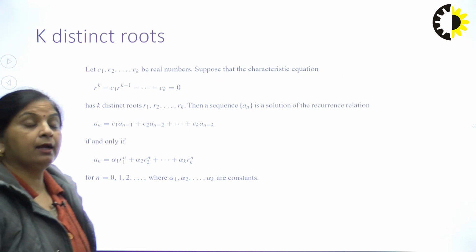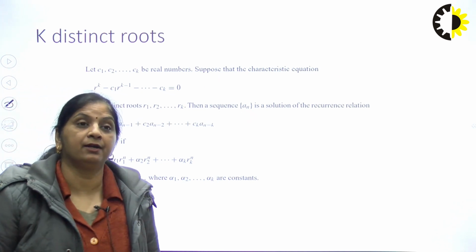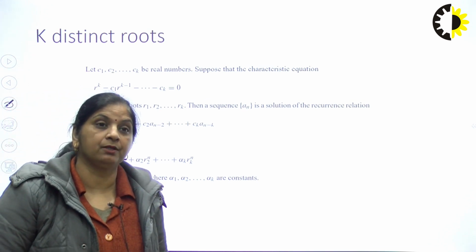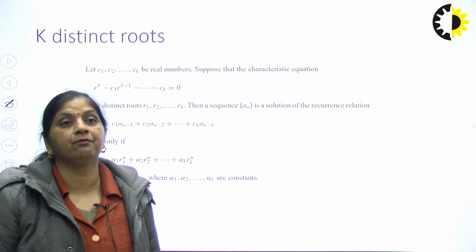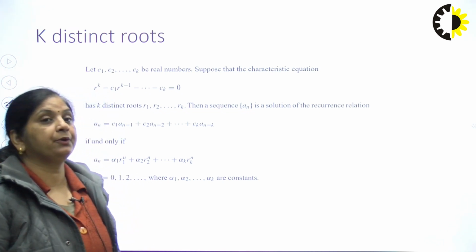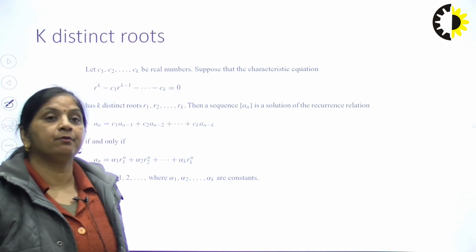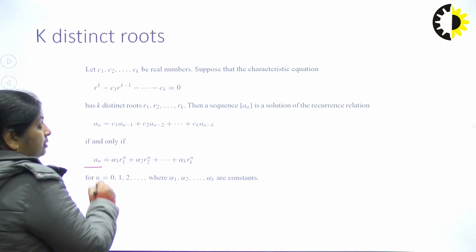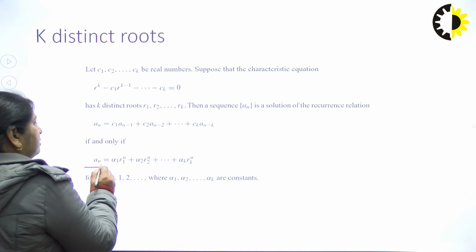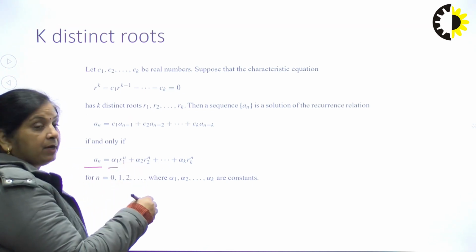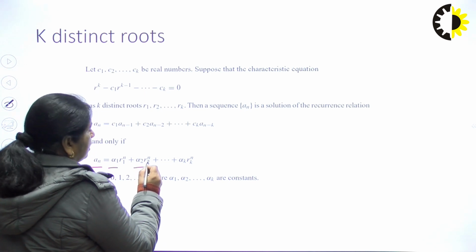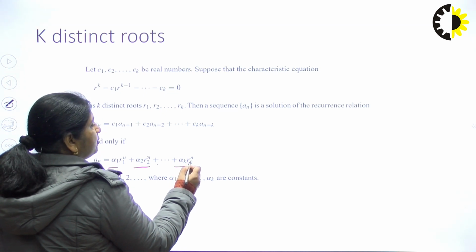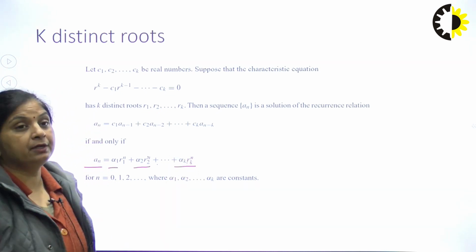Let me say we are having k distinct roots. The two questions that we have solved on the previous slides were for a quadratic characteristic equation, but it could be the case that you are having a higher degree equation, not quadratic, so you get different roots. So let me take the case of k distinct roots. What will be my proposed solution? My proposed solution will be a n is equal to alpha 1 into r1 to the power n plus alpha 2 r2 to the power n, and so on, plus alpha k into rk to the power n. This is for distinct roots.